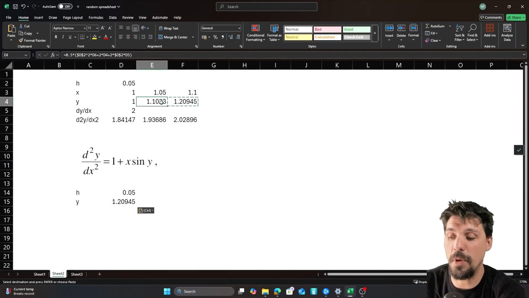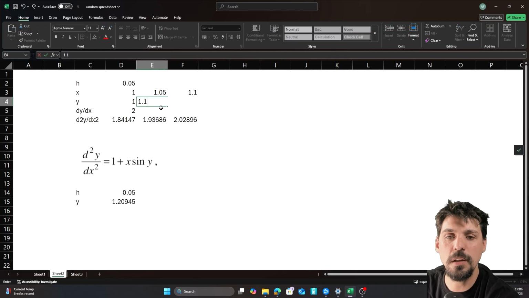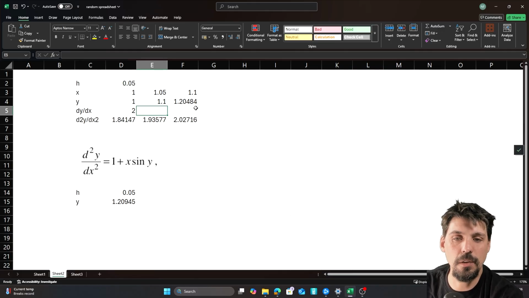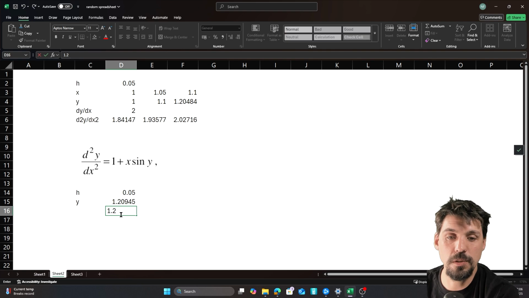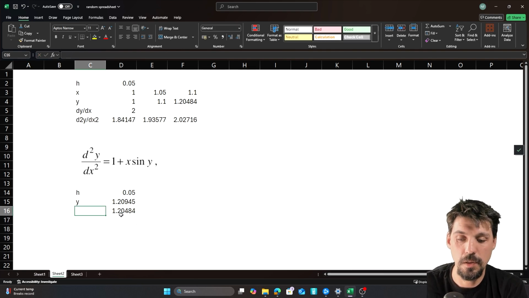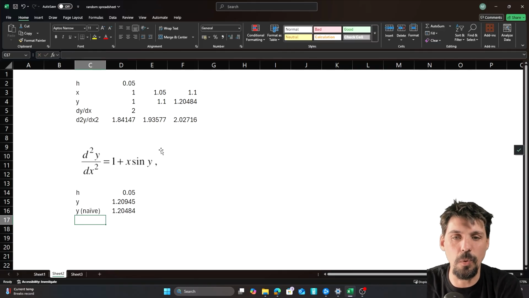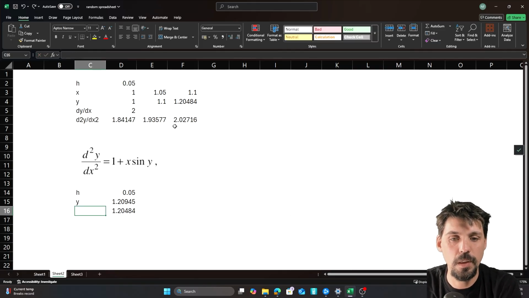Now, interestingly, if you remember, we spoke about what would happen if we used our very naive, just brute force one-step Euler for the y value here. So that would have been 1.1, and we're out by 1.20484 is our other one. I'm going to call it naive. It's probably the wrong word, but that's what I'm going for.